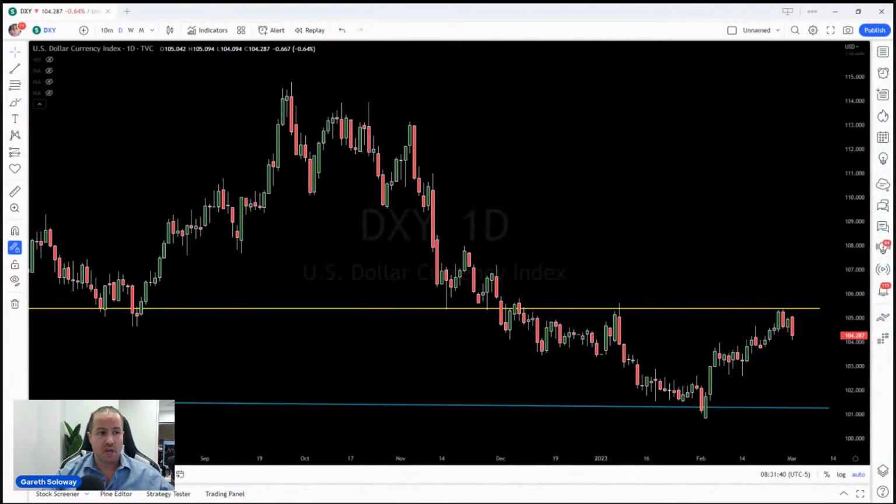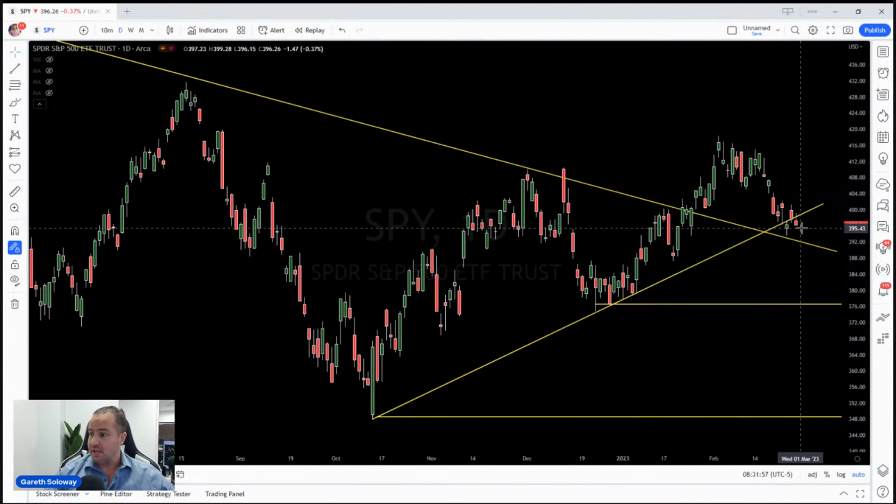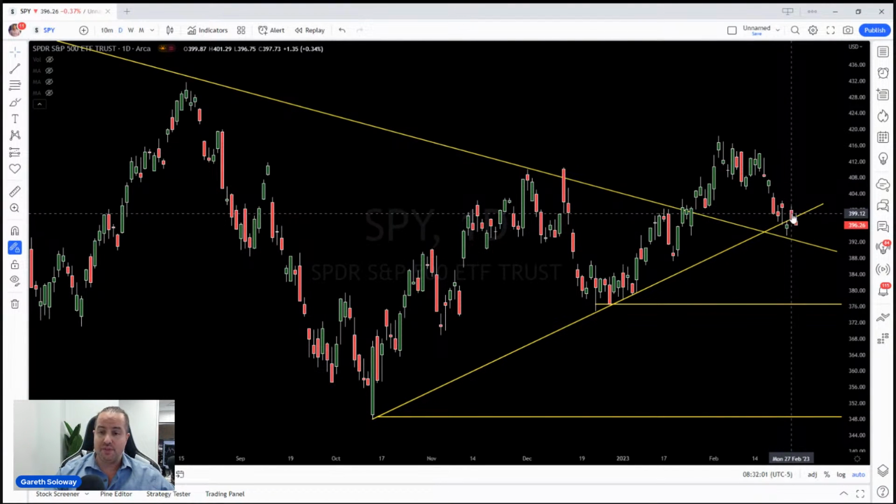I want to show you the charts here. This is the dollar. What we can clearly see on the US dollar chart is that we had a down day, a small up day, and then another down day today. If we flip over to the SPY chart, we can see that we had the down day and then a weak up day when the dollar fell.